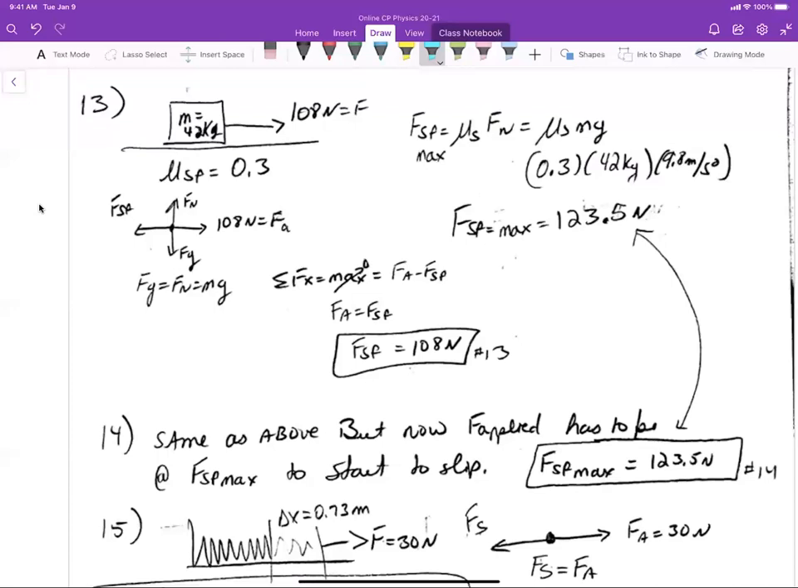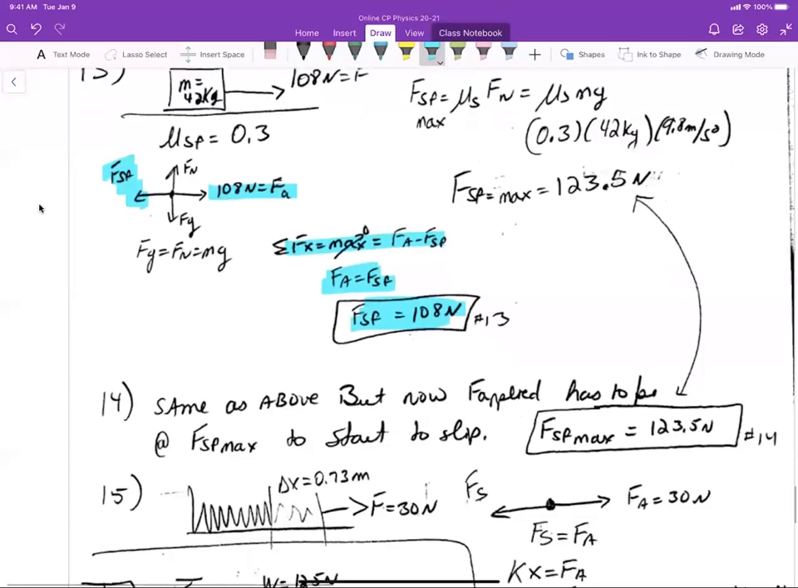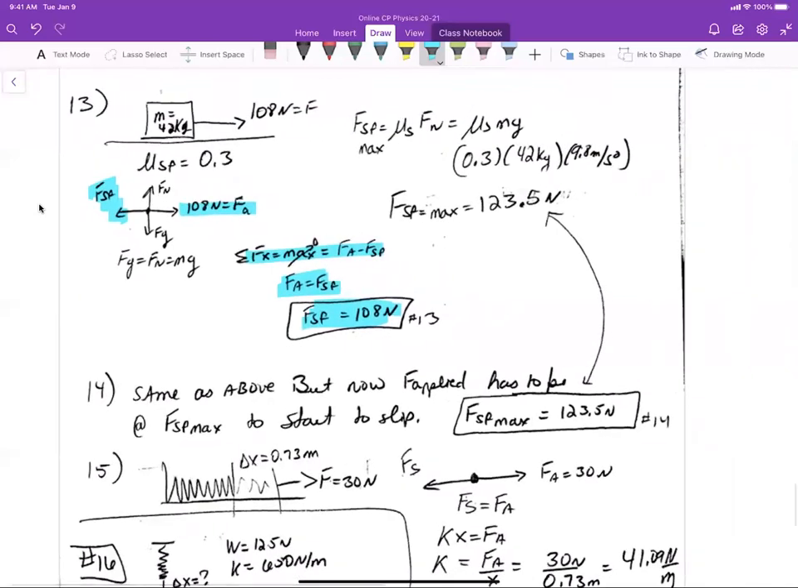All right, draw a free body diagram. I'm pushing to the right. What's pushing to the left? Why am I not moving? Static friction. If I have zero acceleration, which is what they tell me, I know that force applied has to equal that force of static friction. So that force of static friction has to equal that 108 newtons that I'm pushing. It's matching what I pushed. Now, that's number 13.